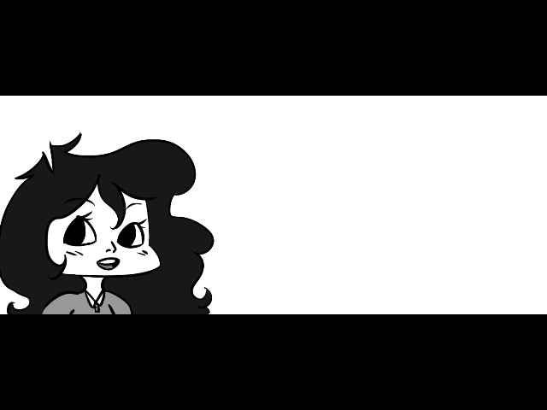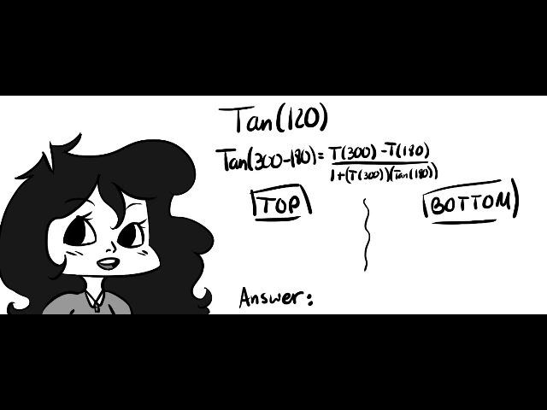I'll be taking the medium to difficult equation. Tangent 120. There are multiple ways to solve this. We'll subtract 2 degrees from the unit circle so that they equal 120. These 2 degrees are 300 degrees and 180 degrees. According to the sum and difference formula for the difference of tangent, this should be your equation. Tangent of 300 minus 180 equals tangent 300 minus tangent 180 over 1 plus tangent 300 times tangent 180.